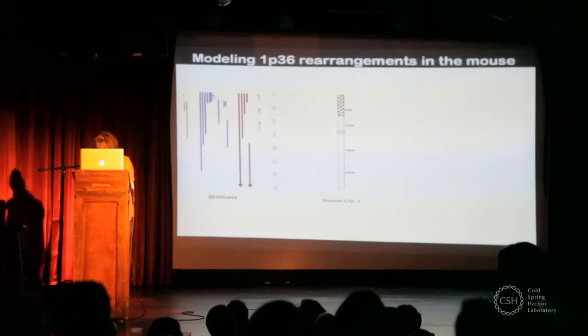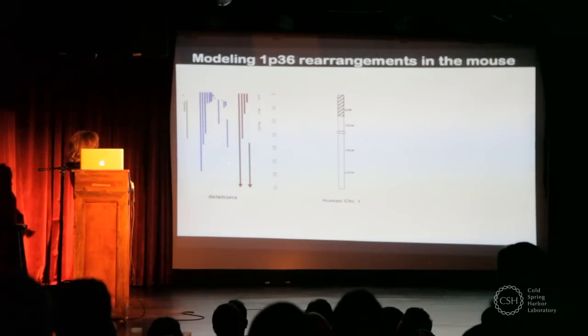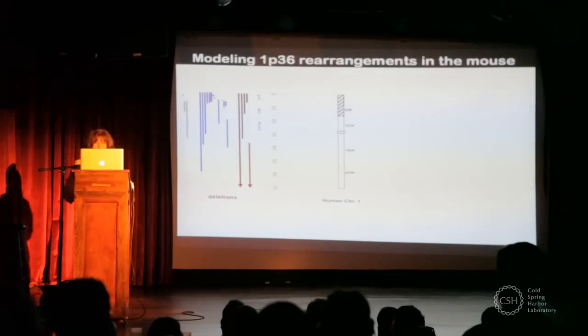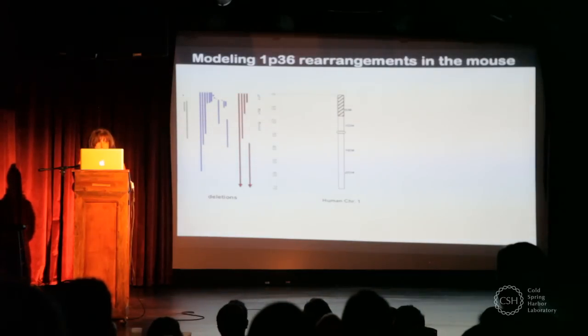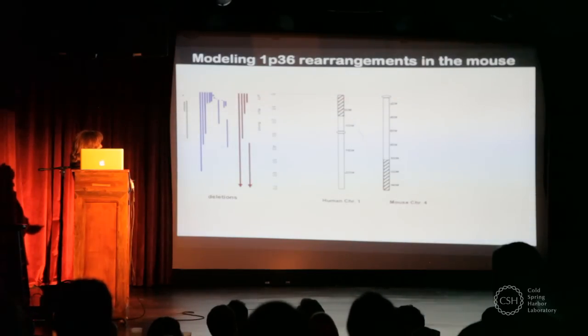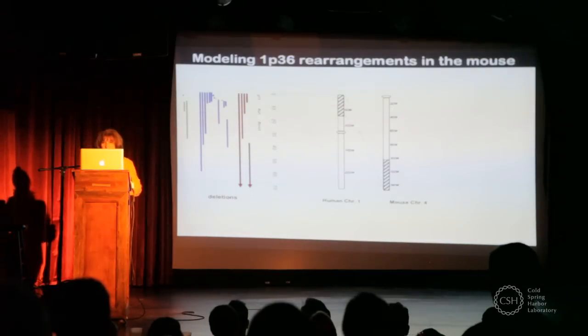So here is showing the various cancers I showed earlier and all these various deletions. And these cluster in 1p36. And importantly, for this technology to work, all of the genes that cluster at 1p36 in humans also tend to cluster together in the mouse genome. Happens to be mouse chromosome 4.